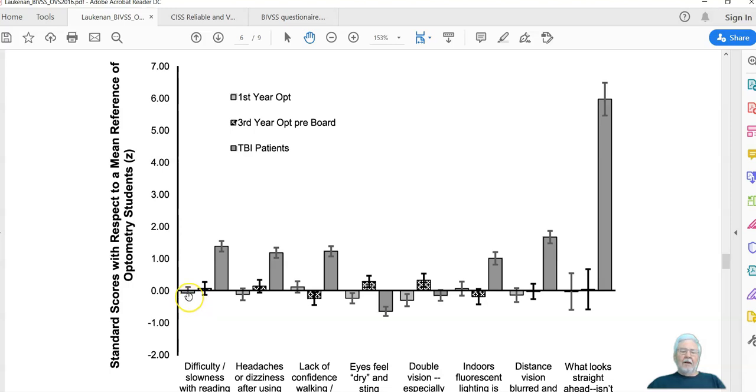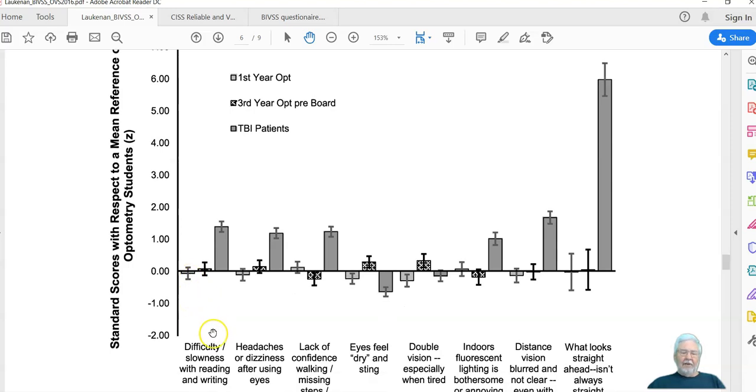Now, we can see that, for example, difficulty, slowness with reading and writing, is not too big of a problem for either the first or third year students, but a big problem for the TBI patients. Now, you see these little error bars. You'll find error bars very frequently, at least 90–95% of the time, in graphs. Most of the time, the error bars represent either a single standard error, or sometimes 2 standard errors.